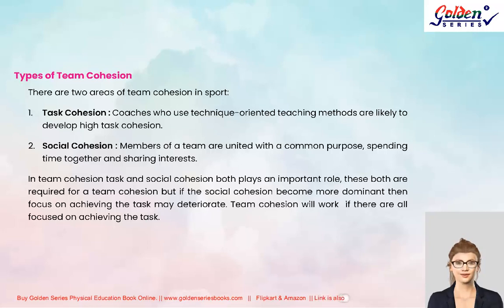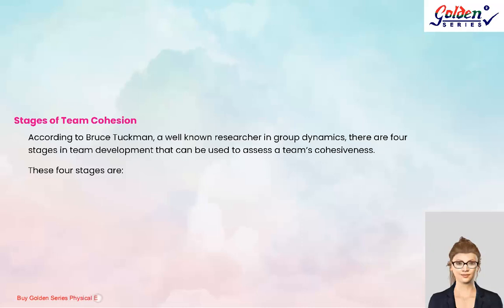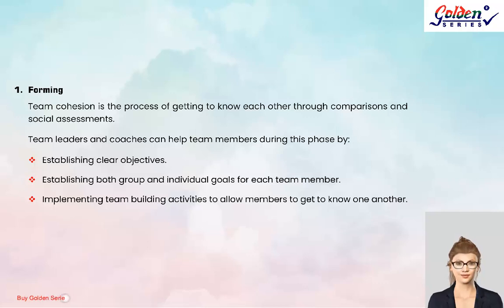In team cohesion, task and social cohesion both play an important role. Both are required, but if social cohesion becomes more dominant, then focus on achieving the task may deteriorate. Team cohesion will work if they are all focused on achieving the task. Stages of team cohesion. According to Bruce Tuckman, a well-known researcher in group dynamics, there are 4 stages in team development that can be used to assess a team's cohesiveness. These 4 stages: 1. Forming.